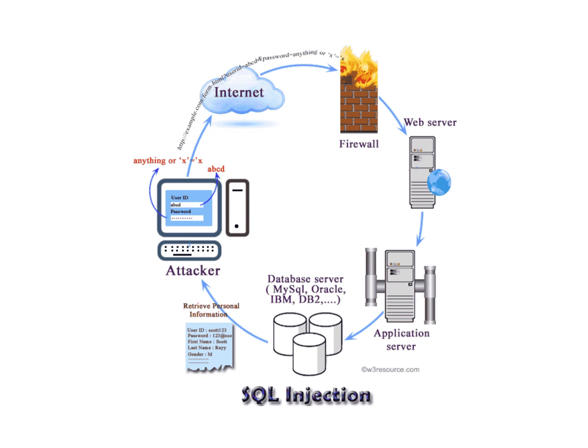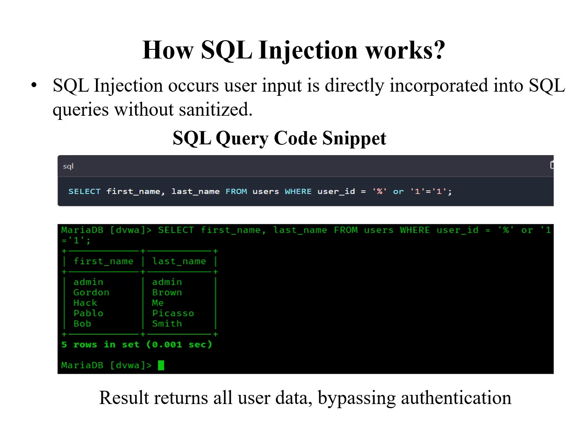The database server can be MySQL, Oracle, IBM DB2, etc. It may execute the query without realizing it is malicious. This shows how the SQL injection attack occurs, and how it helps to bypass the authentication and retrieve unauthorized data.